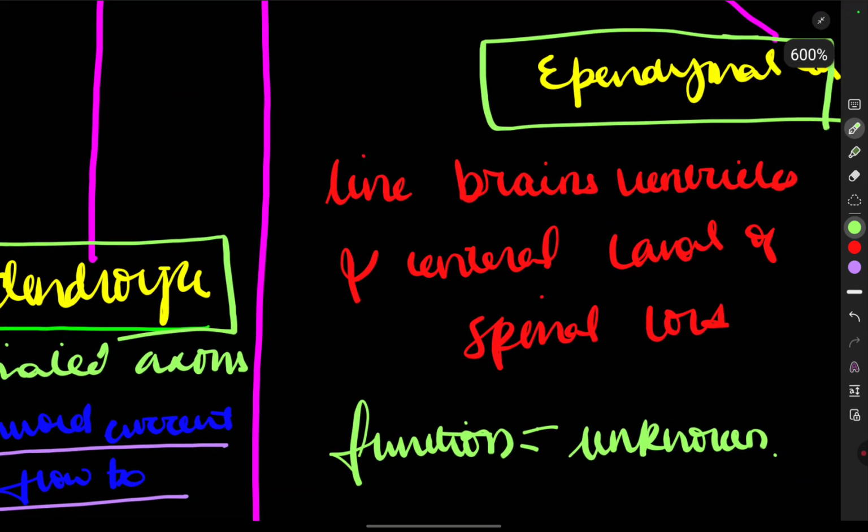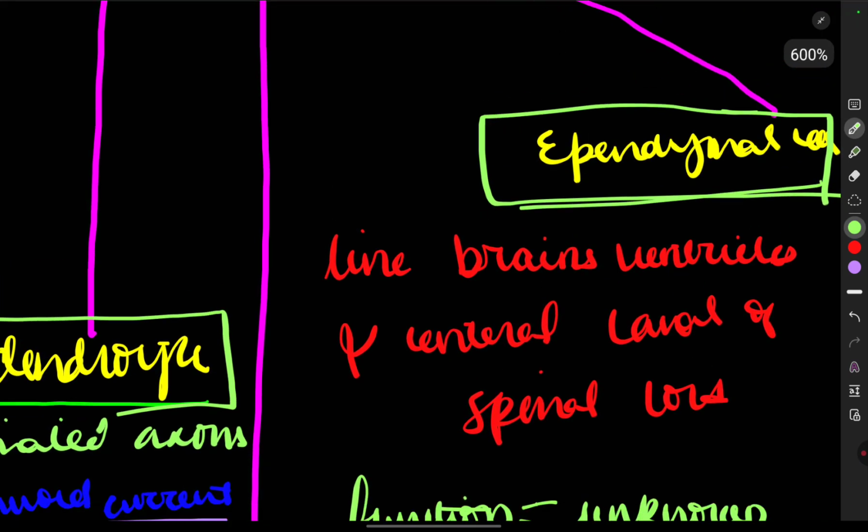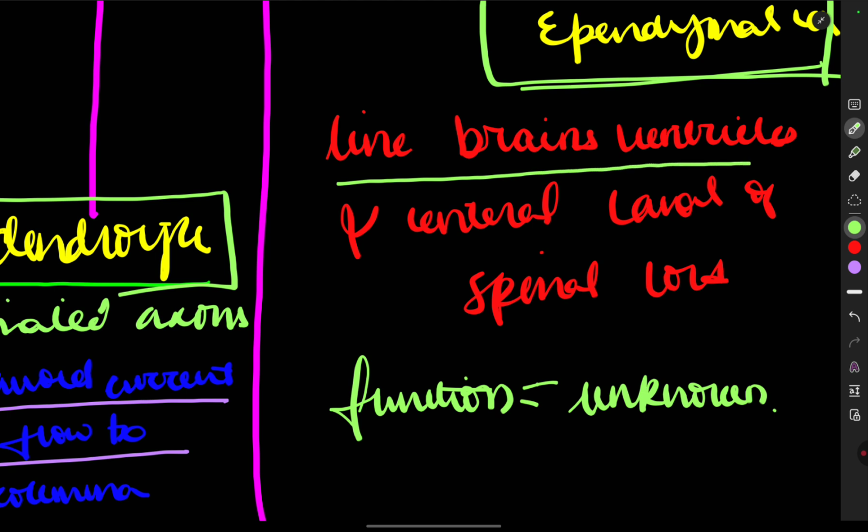And then we have the last one, that is the epidermal cells. These line the brain ventricles and the central canal of the spinal cord.